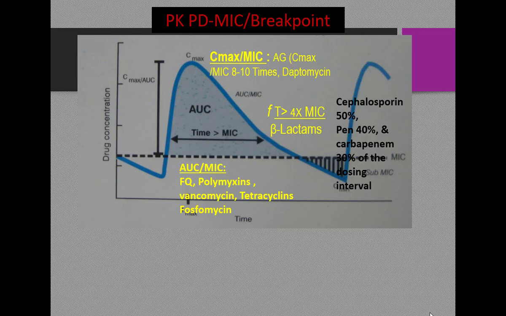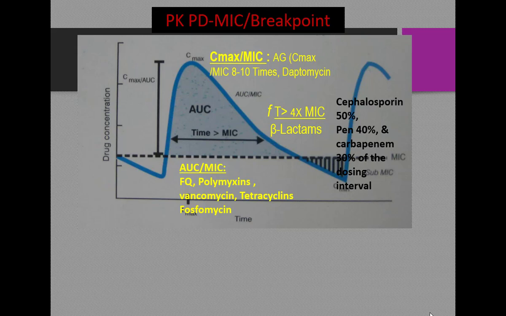But you need to know that Cmax over MIC is the indicator of potency of those drugs whose effect depends upon the maximal concentration they are able to achieve at a particular point of time, obviously just after the drug infusion has taken place. The drugs in this category are the classical aminoglycosides, and that is the reason why aminoglycosides are given as one big dose, just one dose over 24 hours.